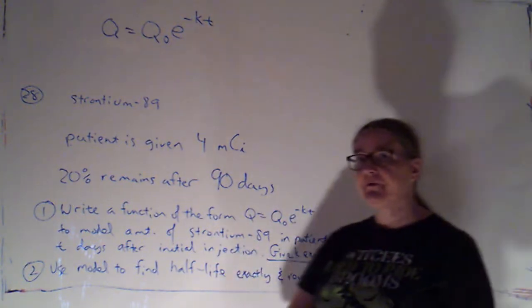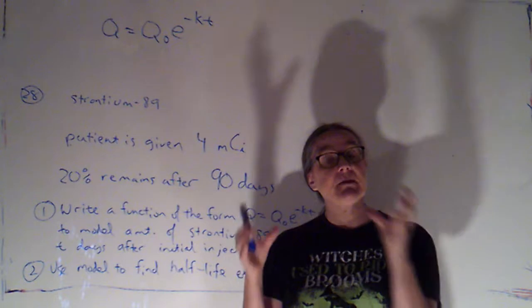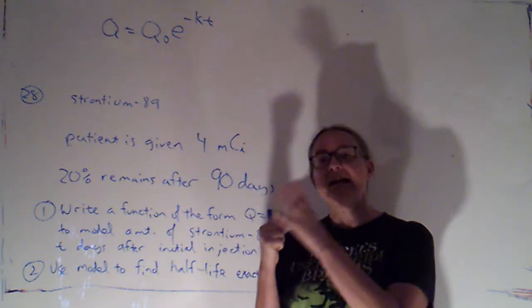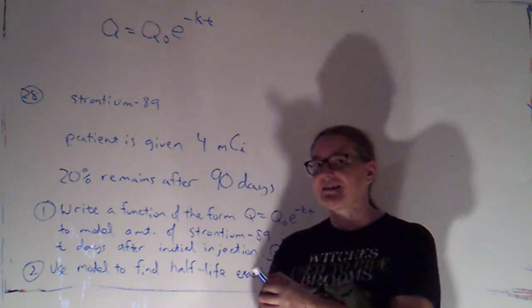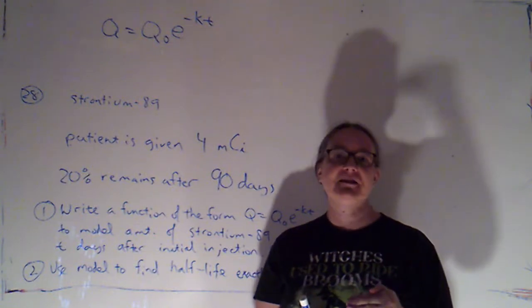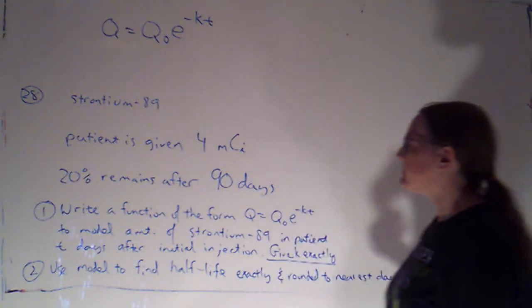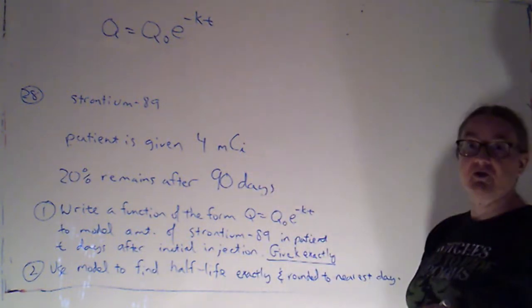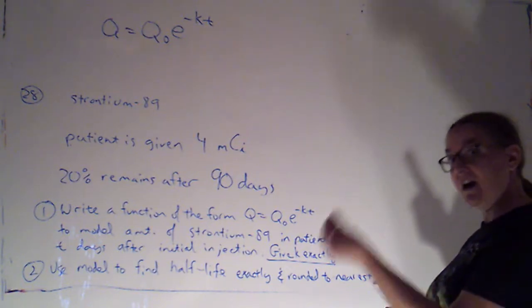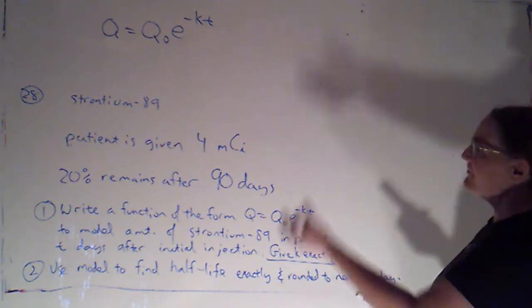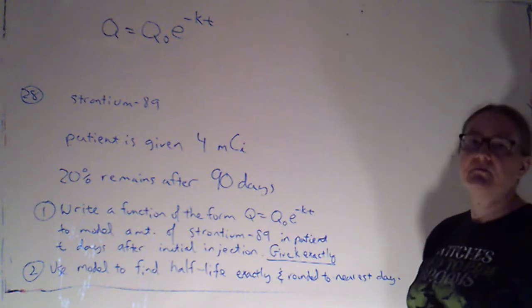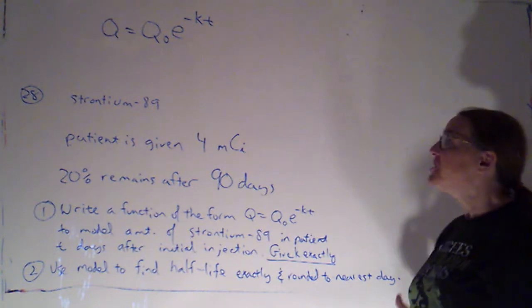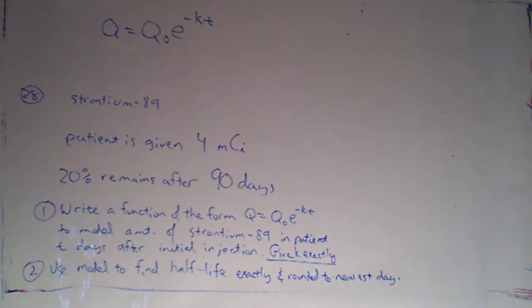Now, the half-life is a length of time, so you're going to be solving for a time. It's the amount of time it takes for half of the stuff to decay. So, if we started with 4 millicuries, the half-life would be the time it would take for that to decay down to 2 millicuries. Okay, so pause the video, give that a shot, and then we'll take a look together.